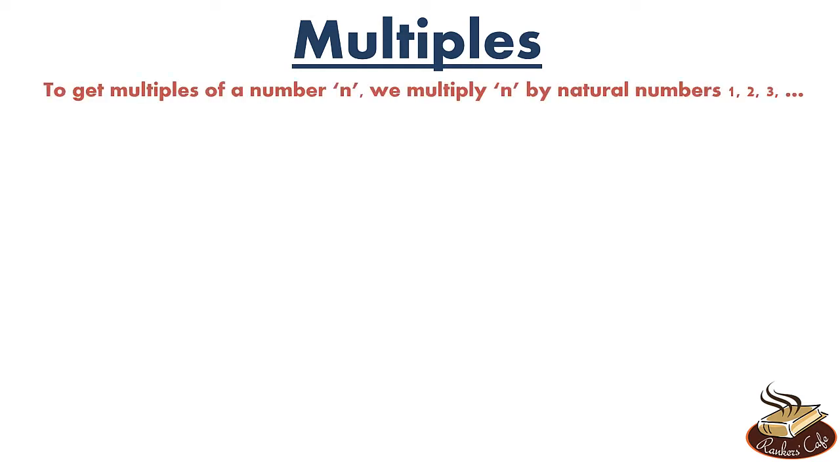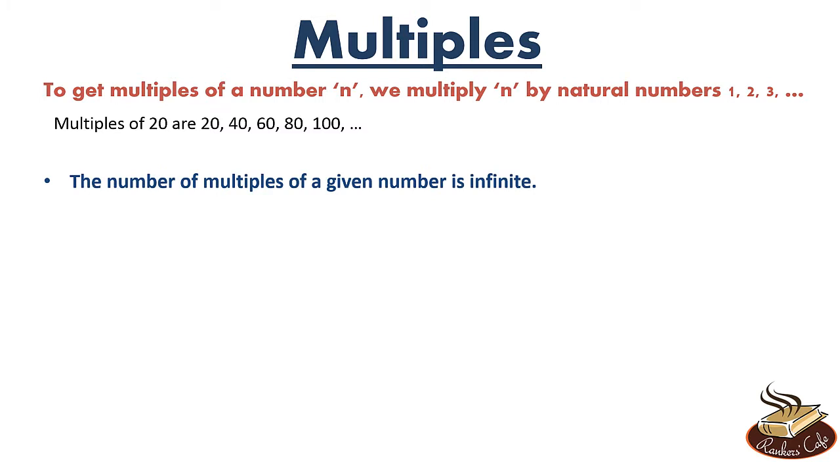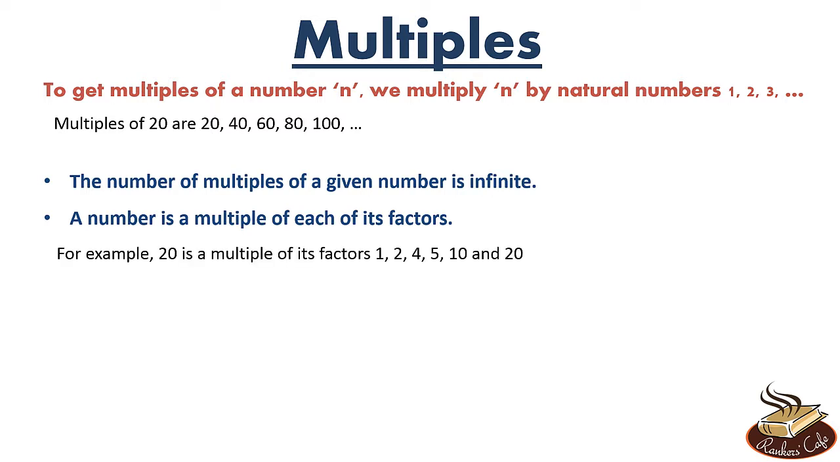To get multiples of a number n, we multiply n by natural numbers 1, 2, 3, 4, 5 and so on. For example, multiples of 20 are 20, 40, 60, 80, 100, etc. The number of multiples of a given number is obviously infinite. And obviously, a number is a multiple of each of its factors. For example, 20 is a multiple of its factors 1, 2, 4, 5, 10 and 20.